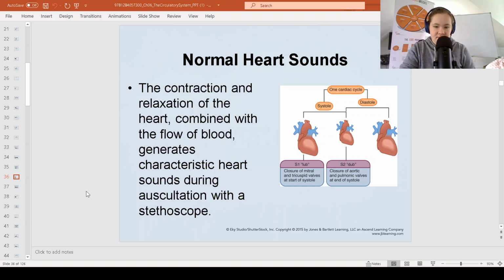Normal heart sounds. This graph shows a nice way of simplifying how the heart should sound. There's the first part, which is lub, the closure of the mitral and tricuspid valves. Then there's dub, and that is all in the systole and the diastole. The contraction and relaxation of the heart combined with the flow of the blood generates characteristic heart sounds during auscultation with a stethoscope.